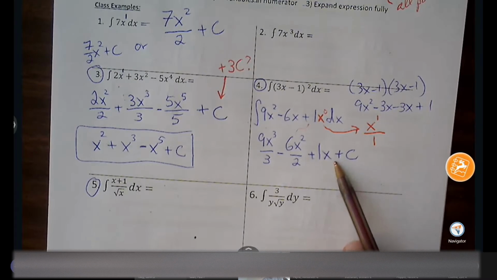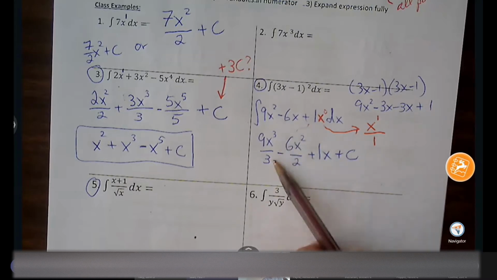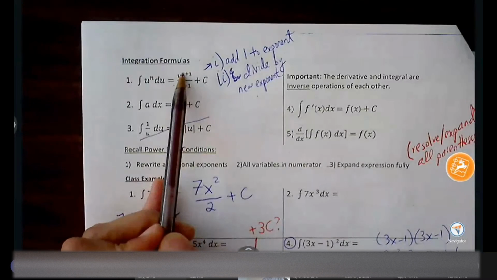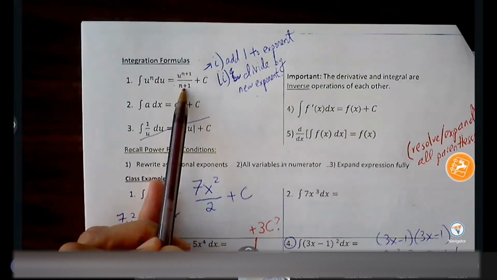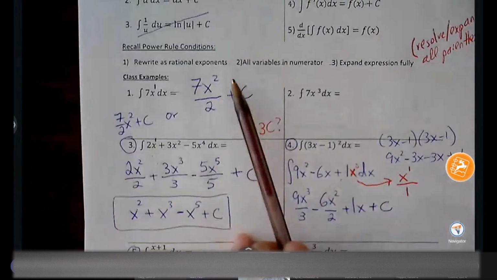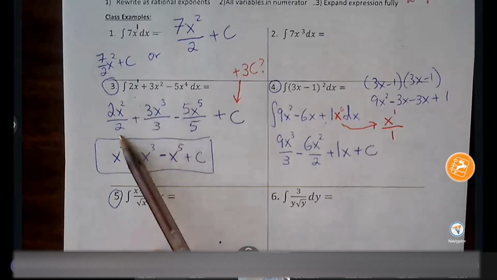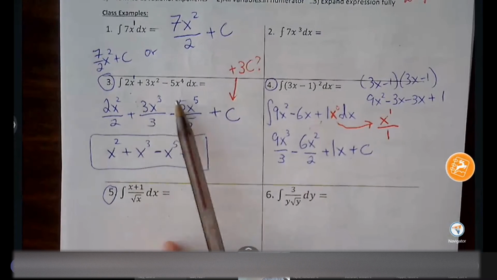No, I was asking about 9x cubed. Like why the denominator isn't 9? Like why 3 instead of 9? Oh, okay. Because we want to match the exponent with the denominator. So the exponent and denominator will always match. So you see how these numbers match? So it's the exponents that match. Okay. The coefficient is just going to hang out in front.